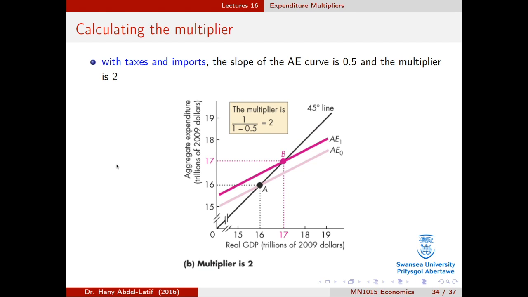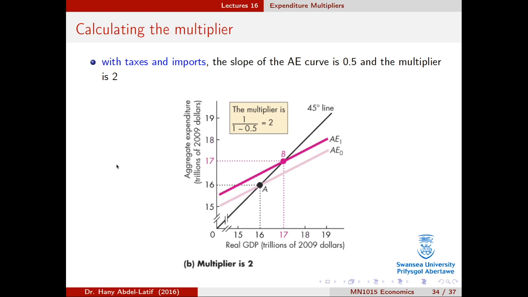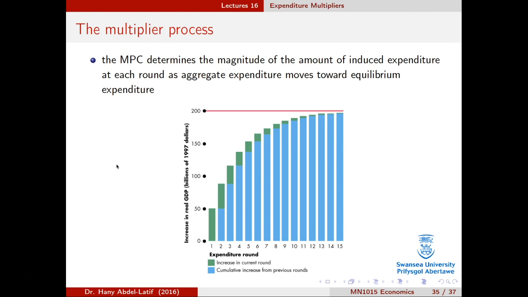If we add the tax and imports, this will make the slope 0.5, so smaller, and in that case the multiplier will be 2. So that's the more realistic case when we have income tax and imports. You see the multiplier size changed from 4 to 2, but still more than 1. So we agree that the multiplier is always going to be more than 1. So that's the whole story.